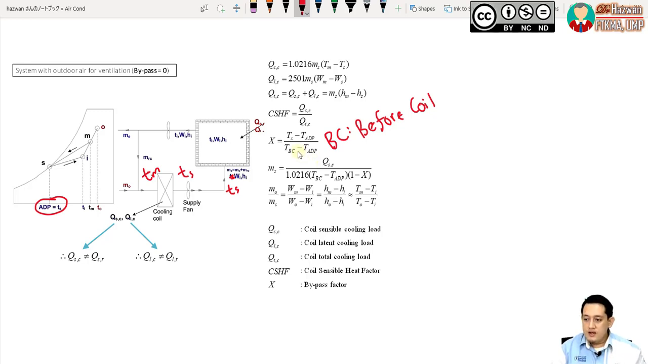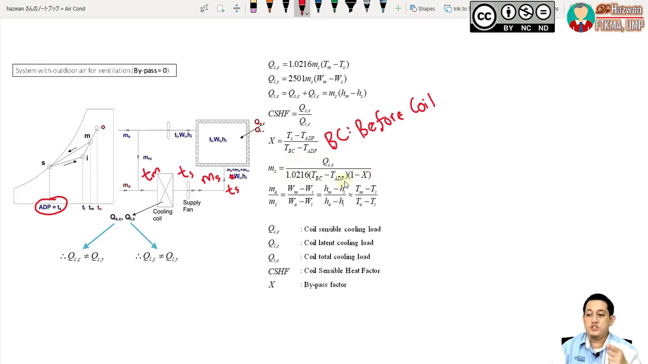And to calculate the mass flow rate, MS, the mass flow rate here actually relates to this one, MS. So to calculate this one, we can use the sensible heat of the coil, this one, over this one here, specific heat, 1.0216, multiplied with TBC minus TADP, and then multiplied with 1 minus X. This one. So why do we have to use this equation?